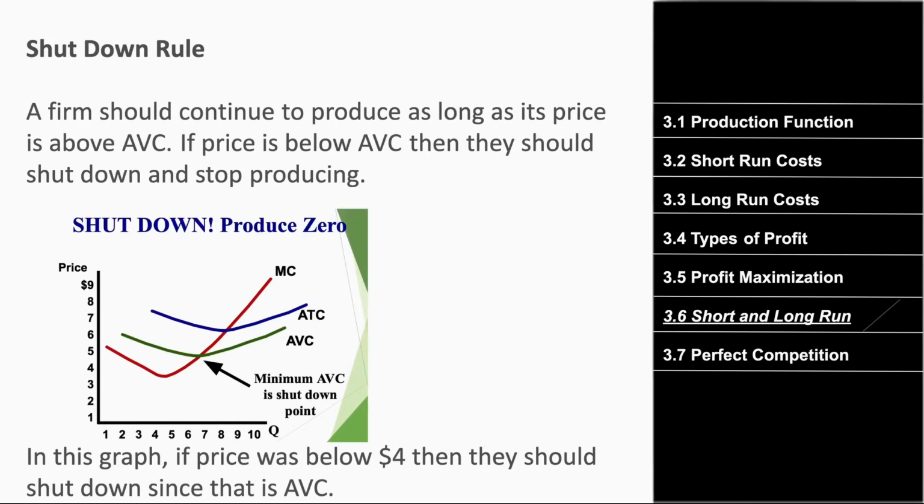Then we also have the shutdown rule. So there's profit maximizing, which is marginal revenue equals marginal cost. But there's also a shutdown rule. If a firm ever has a price below AVC, then they should stop producing and shut down. So in this example, if they have a price ever below $4, they would shut down. You always want price to be above AVC. And just remember, if price is ever below AVC, you shut down immediately.